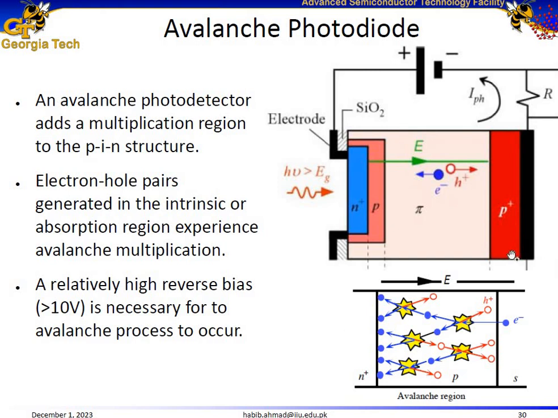Here is the configuration of avalanche photodiodes, and it looks similar to the PIN photodetector. Like in the PIN photodetector, we had a P-type region, an I layer, and an N-type layer. And it is connected to a load resistor, and it operates under reverse bias, where the positive terminal is connected to the N-type layer, and the negative terminal is connected to the P-type layer. But actually, there are a few distinctions between the avalanche photodiode and the PIN photodiode.